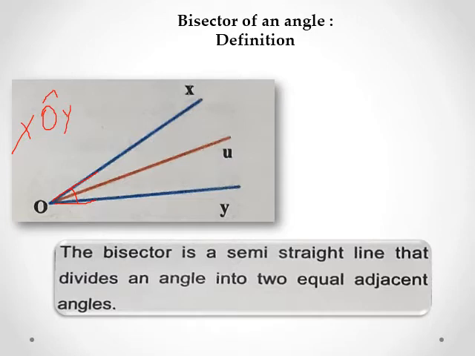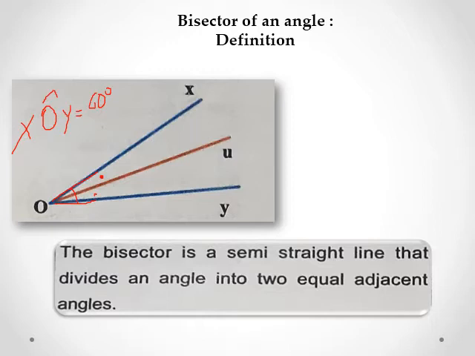Now, OU is the bisector of this angle. It divides XOY into two equal parts. The first angle is XOU and the second angle is UOY. Given that XOY equals 60 degrees, to find the measure of each of these angles, I have to say that XOU equals UOY.